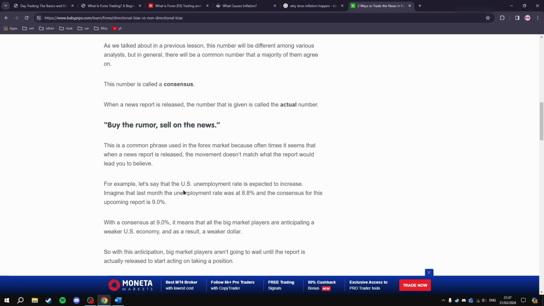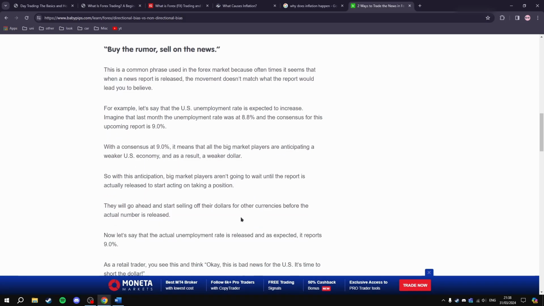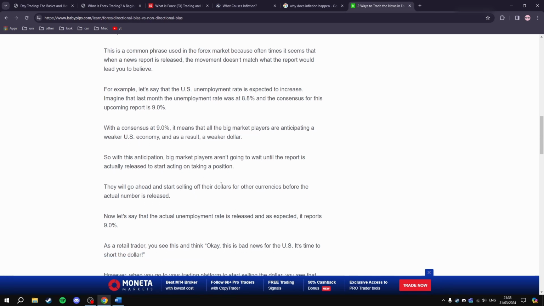For example, let's say that the US unemployment rate is expected to increase. Imagine that last month the unemployment rate was at 8.8% and the consensus for this upcoming report is 9%. With a consensus at 9%, it means that all big market players are anticipating a weaker US economy and as a result a weaker dollar. So with this anticipation, big market players aren't going to wait until the report is actually released to start taking a position. They'll go ahead and start selling off their dollars for other currencies before the actual numbers are released.